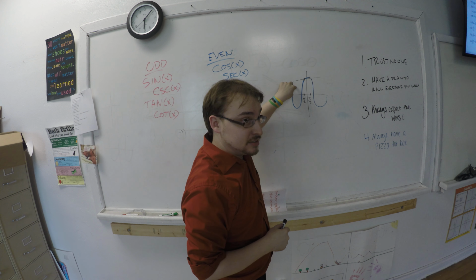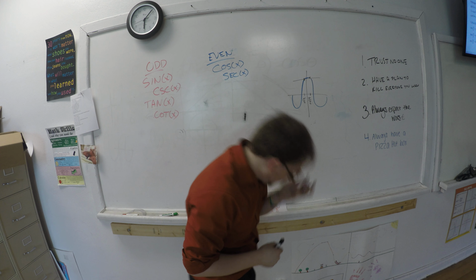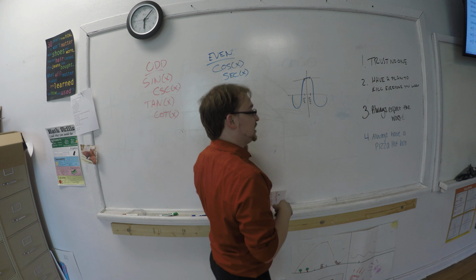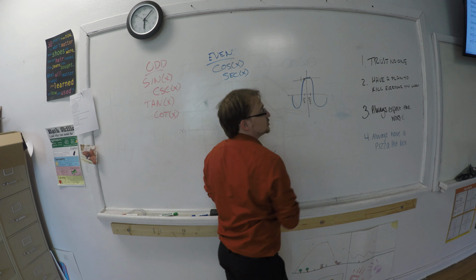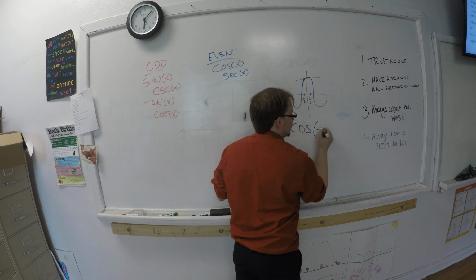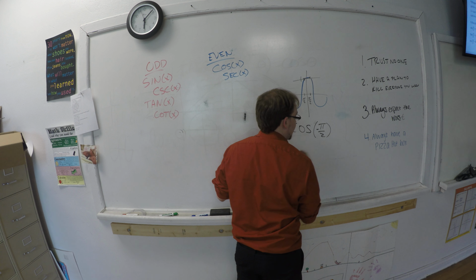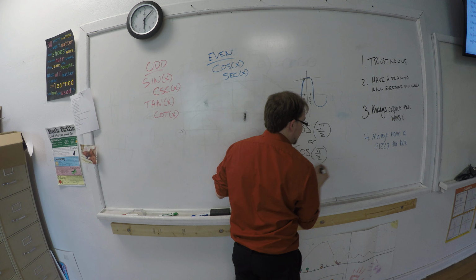So, this thing, whenever you put in positive and negative, you're going to get the same y value. Let's say this is equal to 1, so positive 1. Cosine doesn't care if you take cosine of negative pi or cosine of positive pi. It's going to give you the same answer.